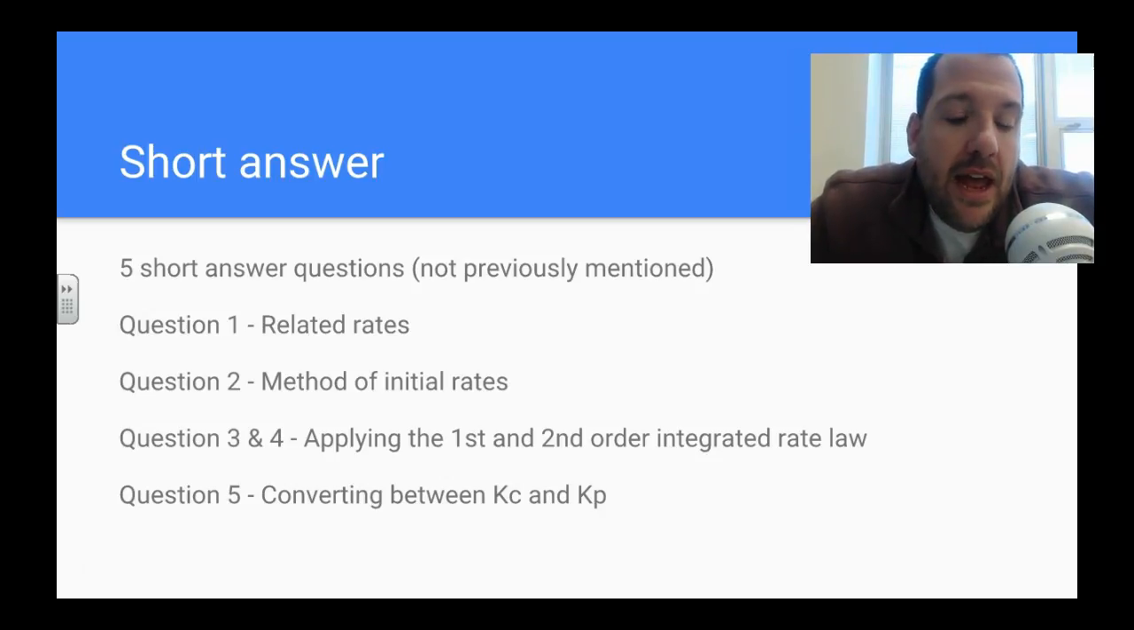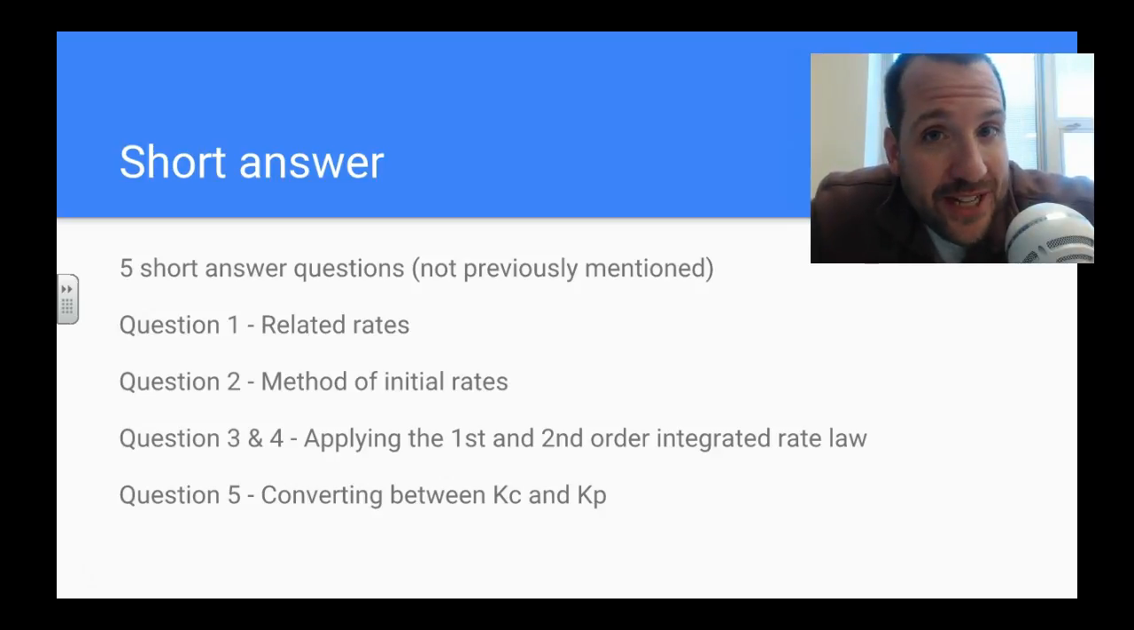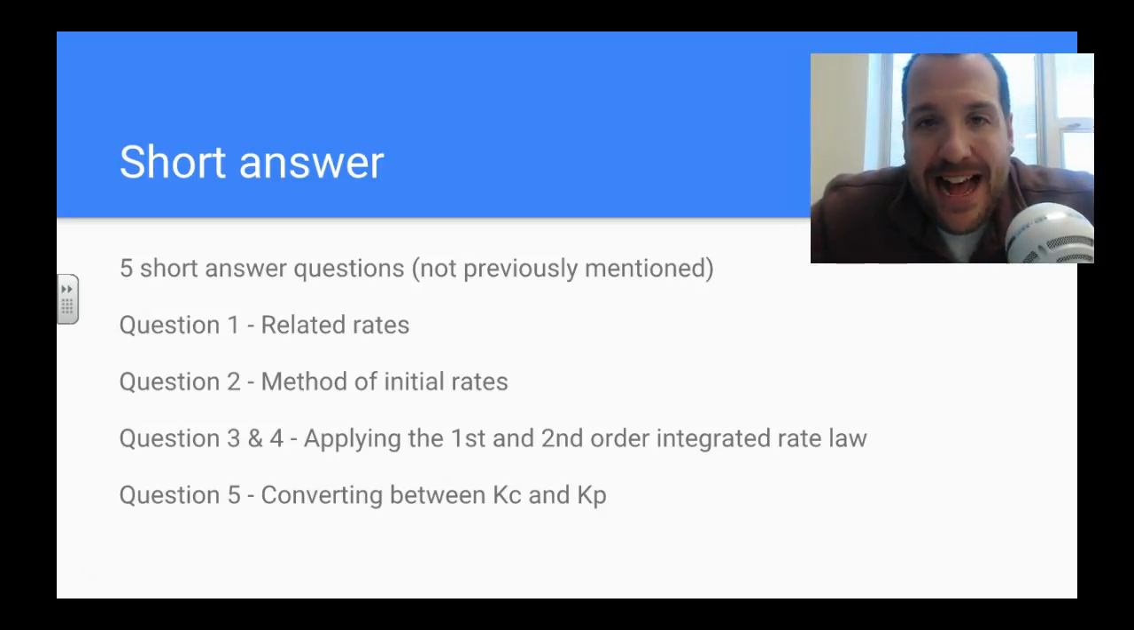Questions 3 and 4 are just applying the first and second order integrated rate laws. I think it's important for you to tell the difference between which rate law is which. So you'll have both equations, but I'm not going to tell you which one is the first order rate law and which one is the second order rate law. Just know that the first order rate law is the one that's ln of the concentration, and the second order is 1 over the concentration. I'm going to have you do some math with that.